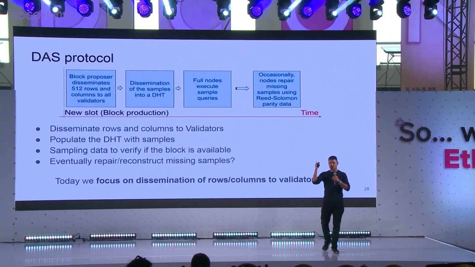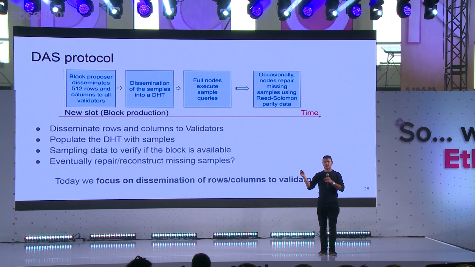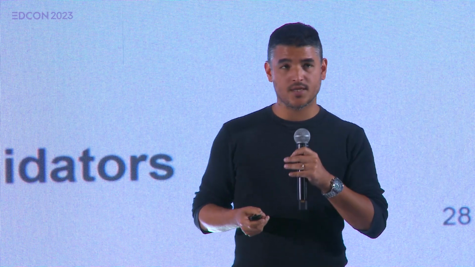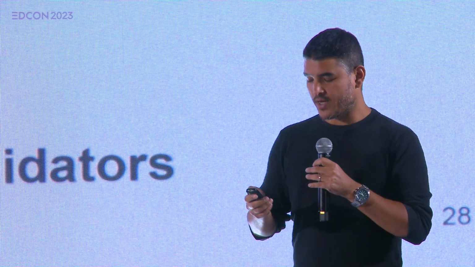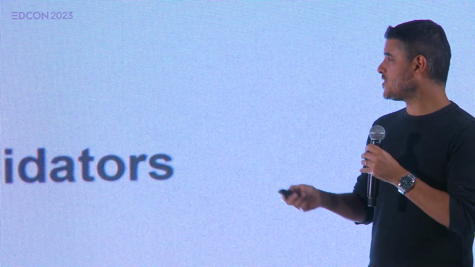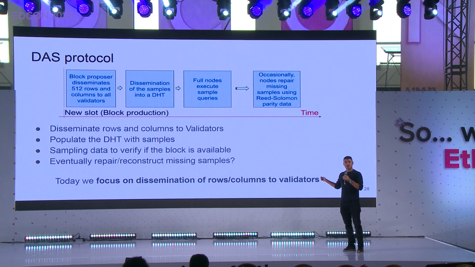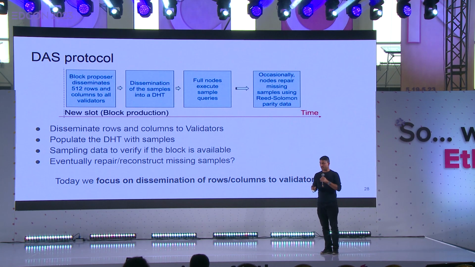After that, you populate a DHT with all the samples of the block, and then you do sampling to check that the chunks are actually where they are supposed to be. If you find all the data that you ask for, that means that the data is available, and you can attest for that block. But in the presentation today, I'm going to just focus on the dissemination of rows and columns to the validators, which is the first part of the simulator that we are building.